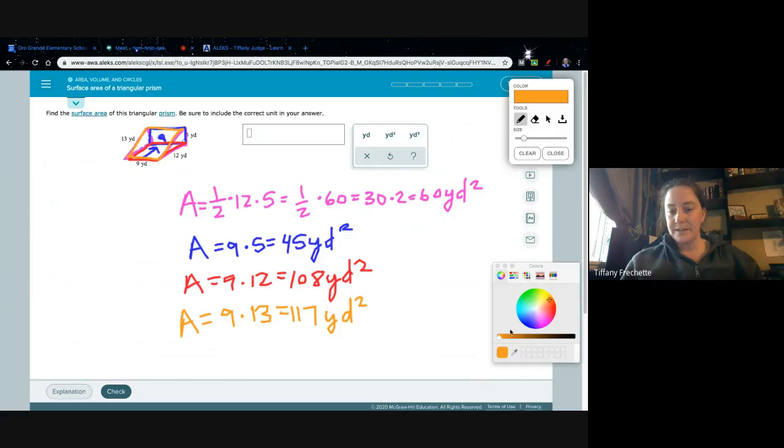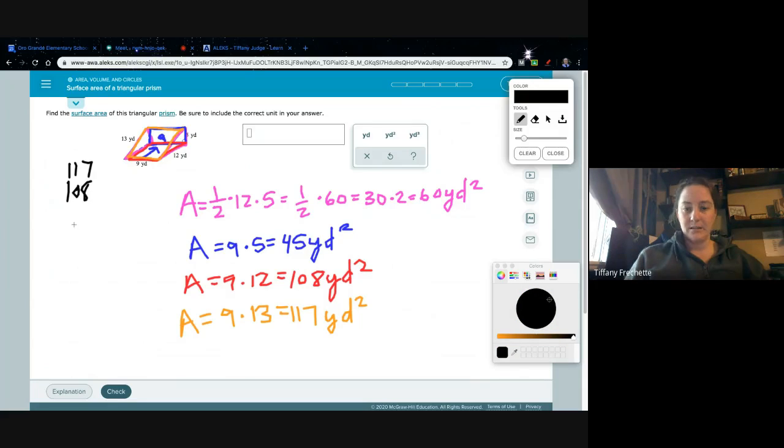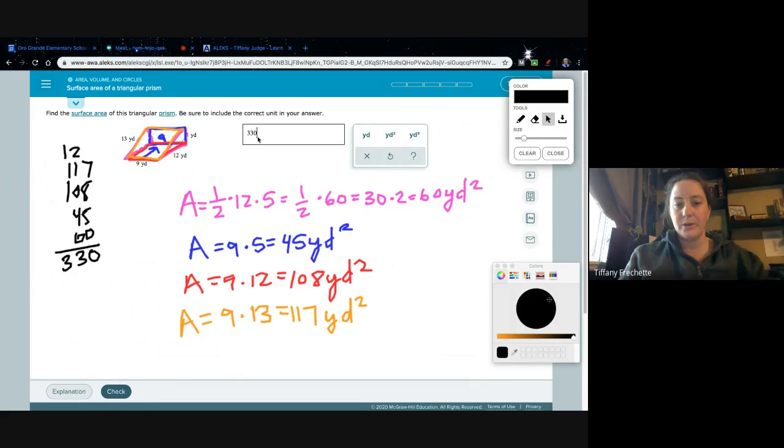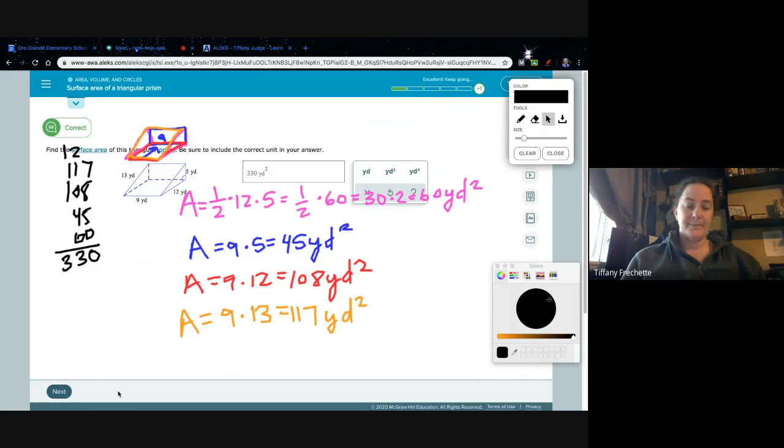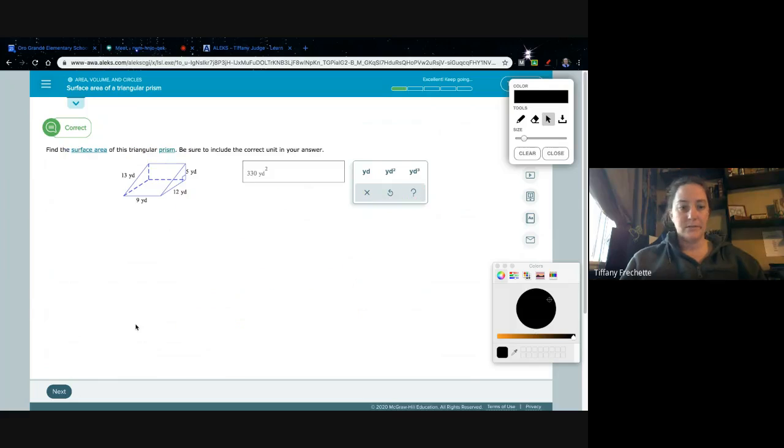Okay, so I have all my pieces. All I have to do is add them together. So I have 108, 117, 45, and 60. So this gives me 15 when I add 7 and 8. Another 5 is 20. And then I have 3, 6 plus 4 is 10, plus 3 more is 13, and 3. So I have 330. And remember, they all had yards squared on it. So when I type it in here, I want to go 330. I want to click yards squared. Check. Perfect. We got it. All right, let's go and clear this out.